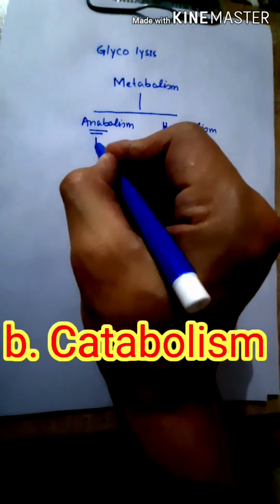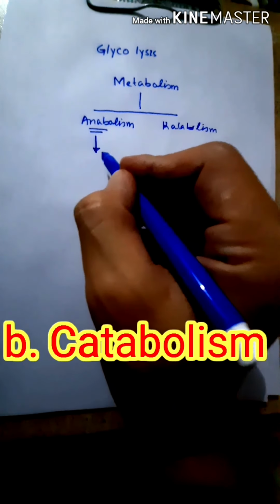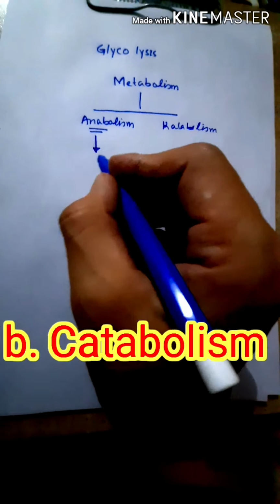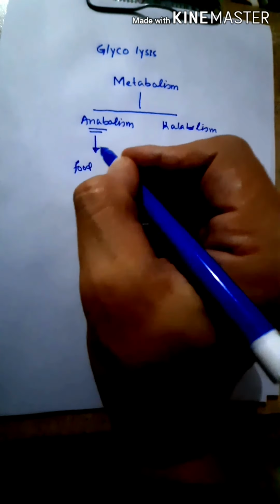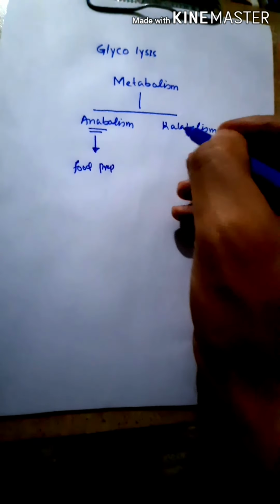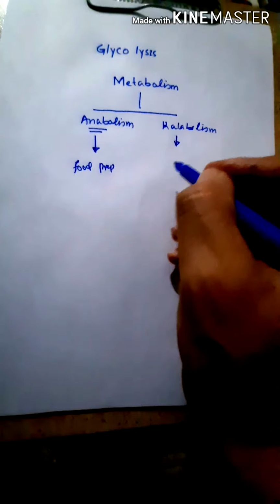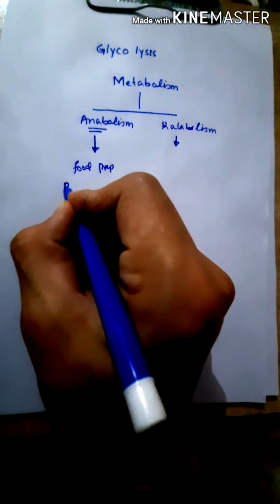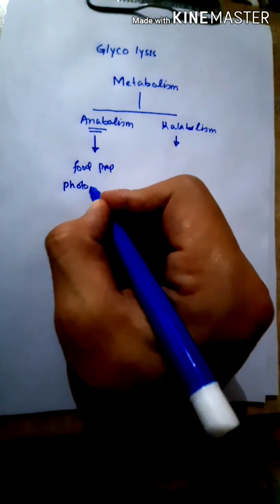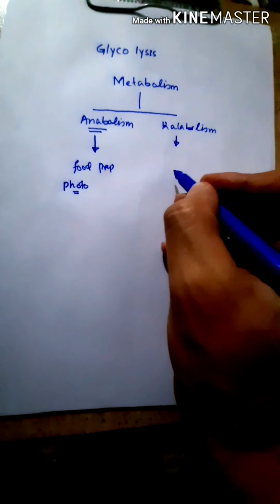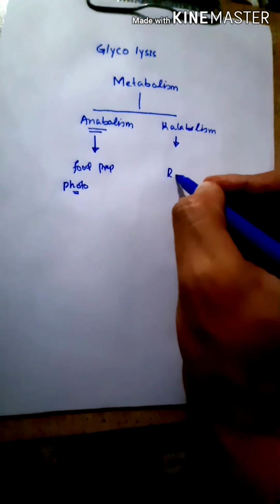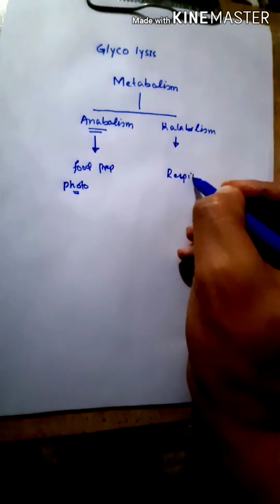Anabolism is actually a constructive process, or constructive metabolic reaction, in which food is prepared. And catabolism is actually a destructive process in which food is broken down to release energy. An example of anabolism is photosynthesis, and the example of a catabolic reaction is respiration.